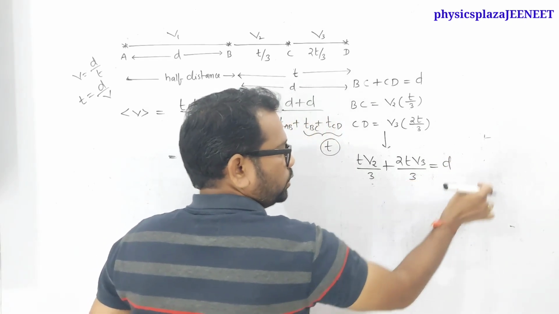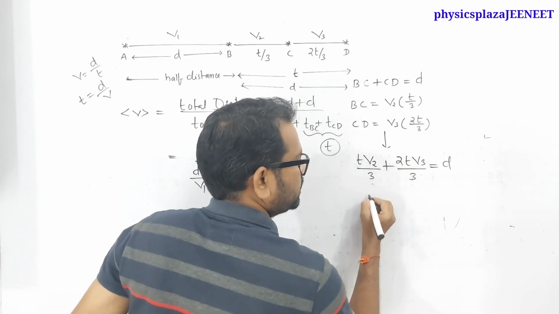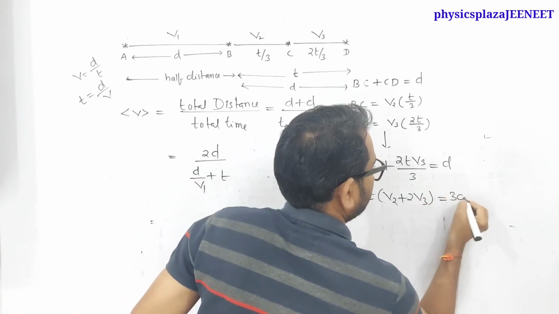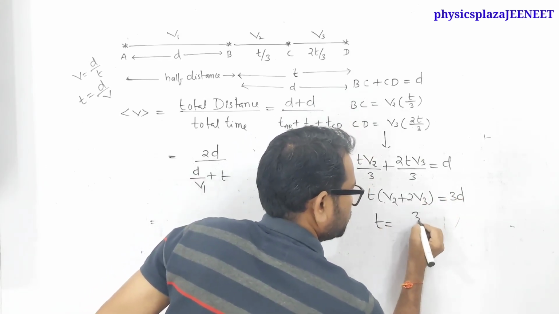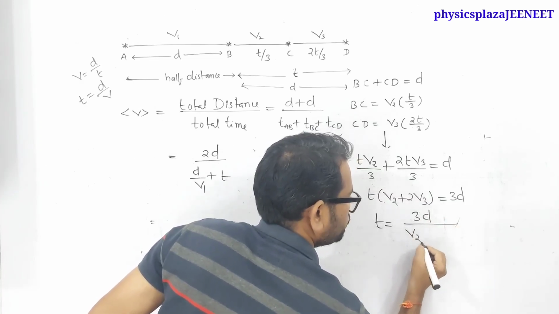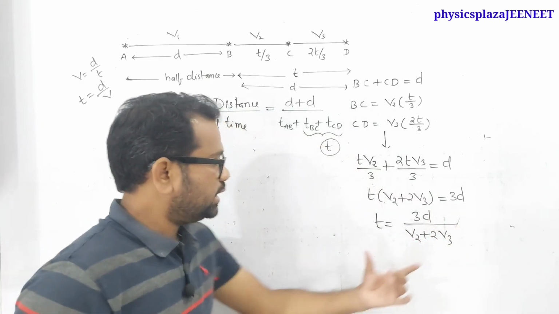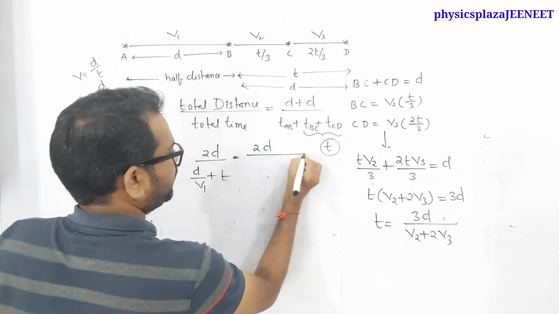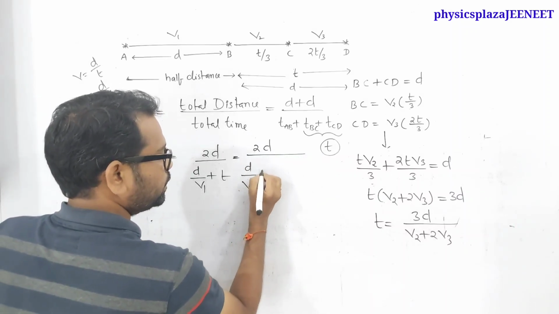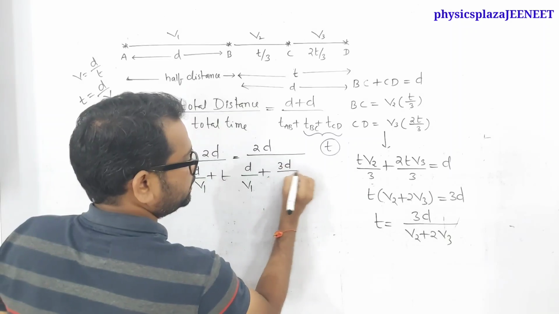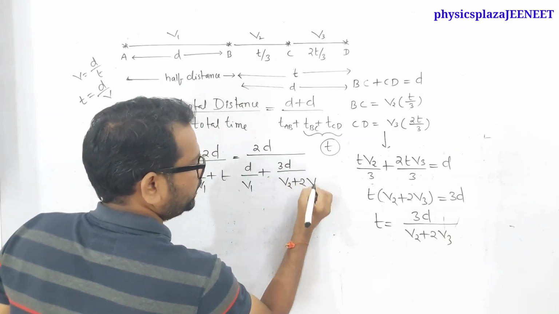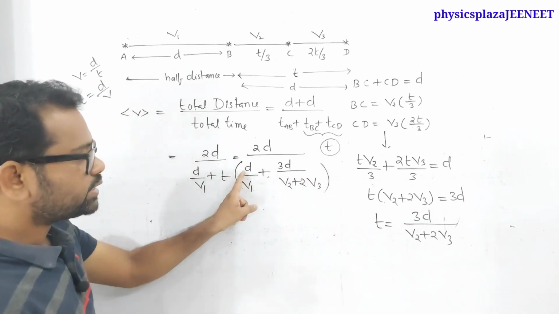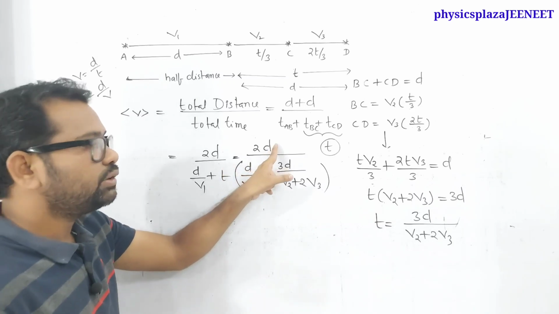So 3 is the LCM common, it will go this side. You can take T as a common. So T times V2 plus 2V3 is equal to 3D. From this, T is equal to 3D by V2 plus 2V3. Now this T value you can substitute here, children. So then what do you get here? 2D by D by V1 plus 3D by V2 plus 2V3. Now in this denominator you can take D as a common, and this D and this D will get cancelled.